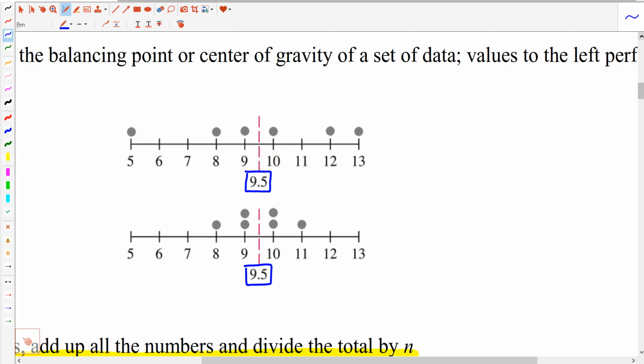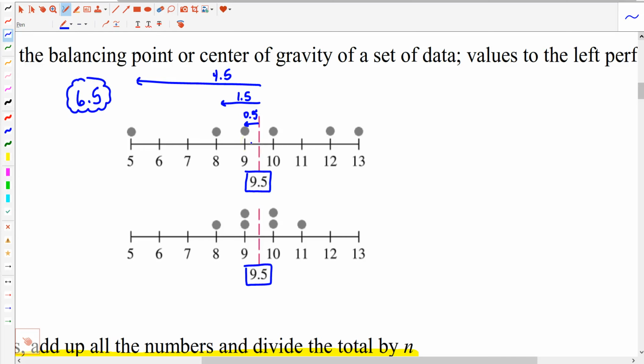Let's find out why. We are going to find the distance the data value is from the mean. So this data value right here is a distance of half a step to the left. This data value right here has a distance of 1.5 to the left. And this data value out here would be 1, 2, 3, 4.5 steps to the left. So overall, the pull to the left of these data values would be 0.5, 1.5, 4.5, which is 6.5. Okay, so that's the pull to the left of the mean of these data values.